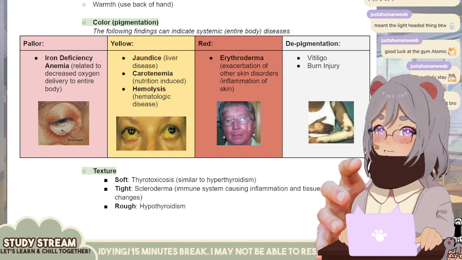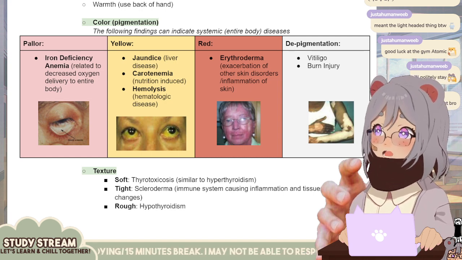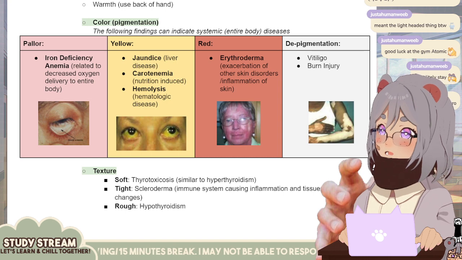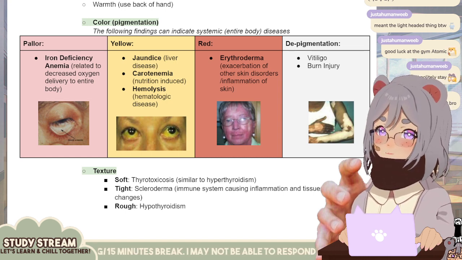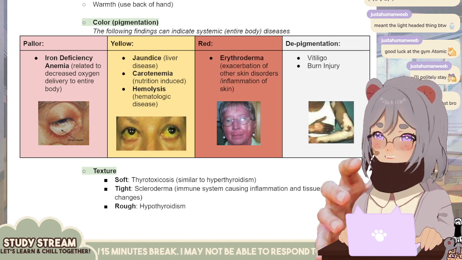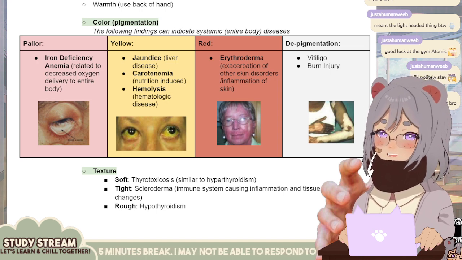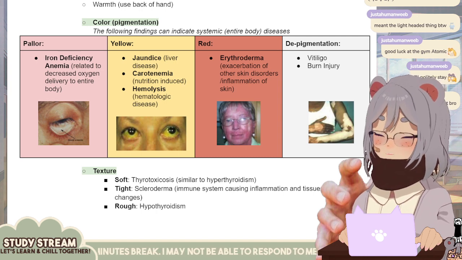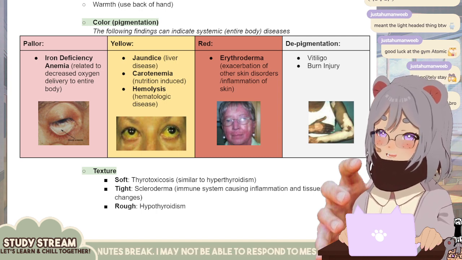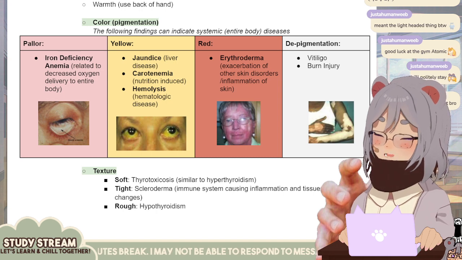The following can indicate a systemic, or an entire body, disease. Let's talk about pallor. If I came to you and you saw me white as a ghost, that's kind of like, wow, Tippo, that's not your normal skin color. What the heck is wrong? Could be various things, to be honest. But one of the things we can do to detect iron deficiency anemia is this.